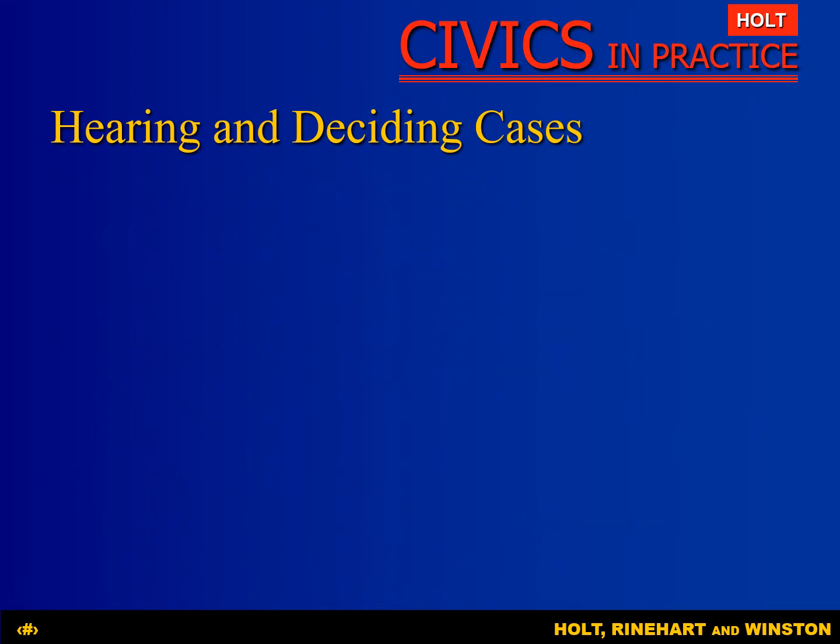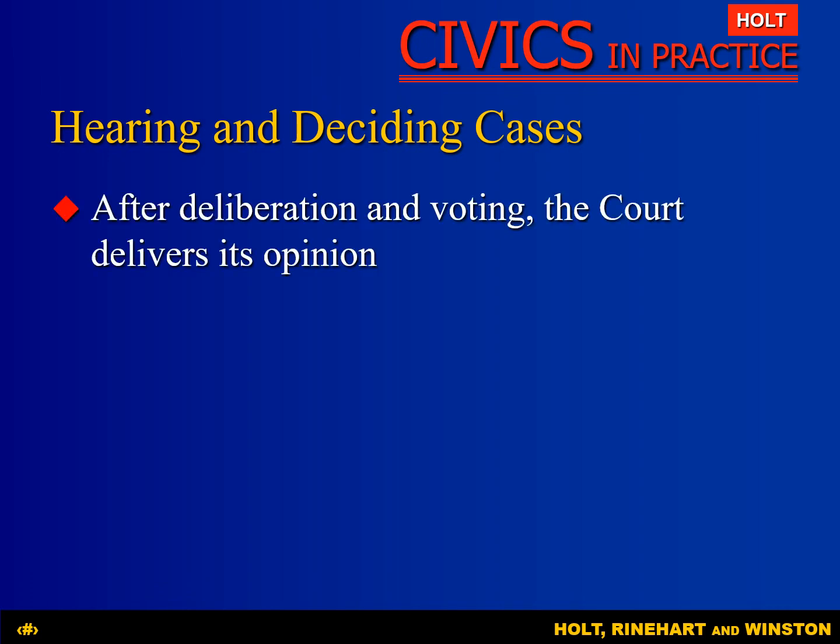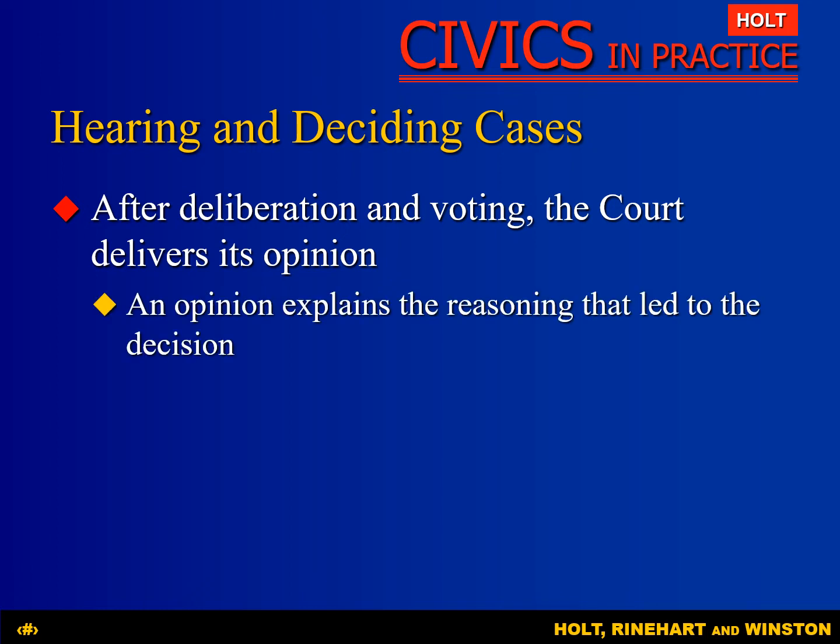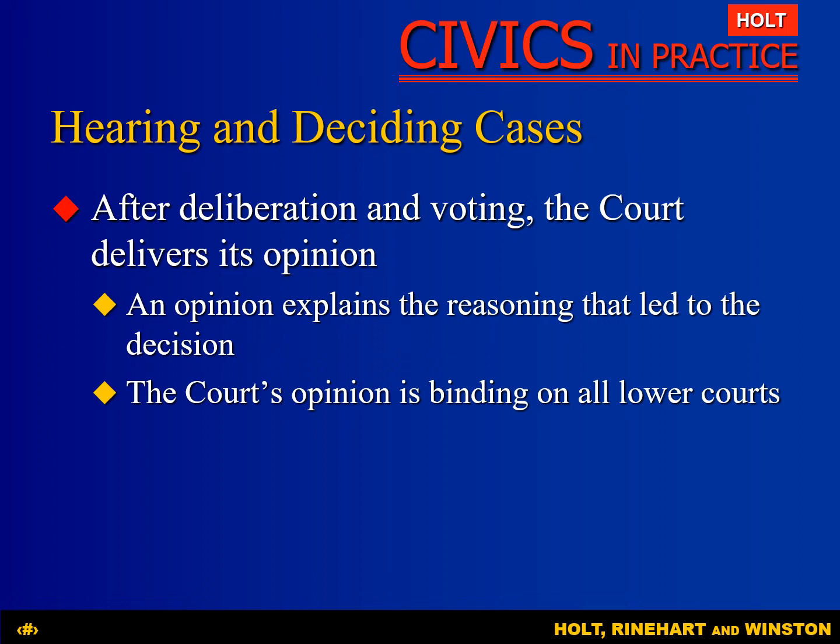We're still talking about hearing and deciding cases. When the United States Supreme Court justices have made a decision, they vote, and then the court delivers its opinion. In this instance, the word opinion means an explanation of the reasoning that led to the decision. This is important because the opinion delivered by the United States Supreme Court is binding to all lower courts. So whatever the Supreme Court decides, it sets a precedent, and all other lower courts will follow that same precedent.